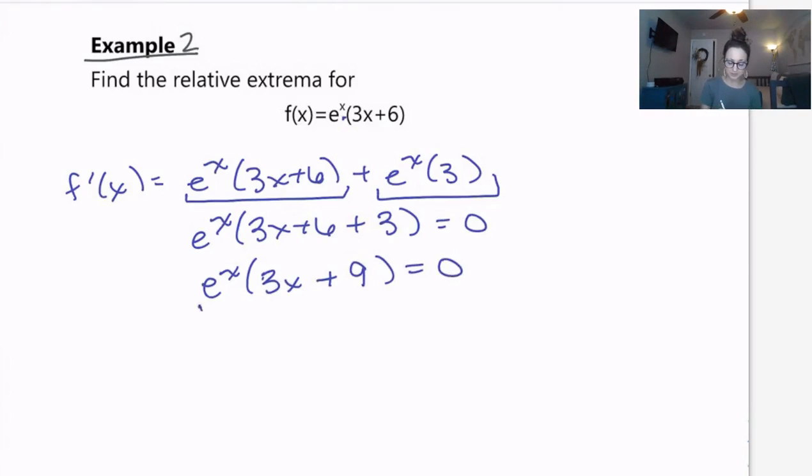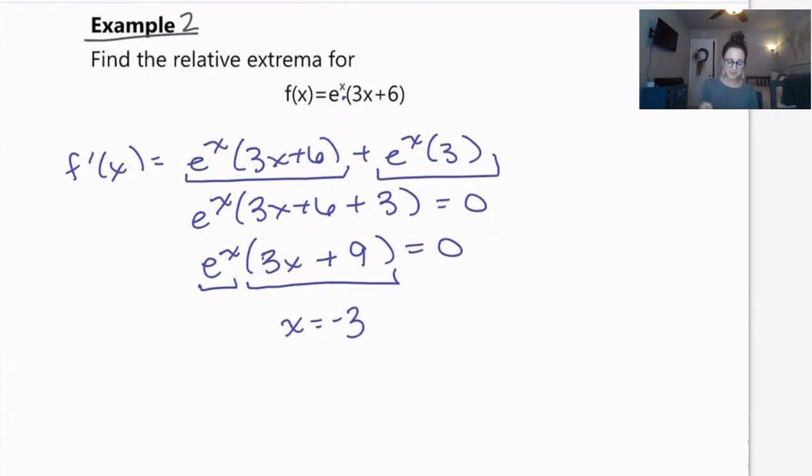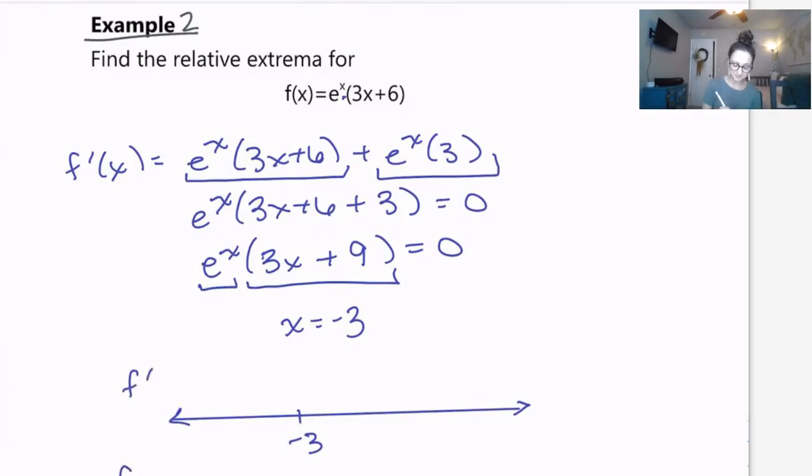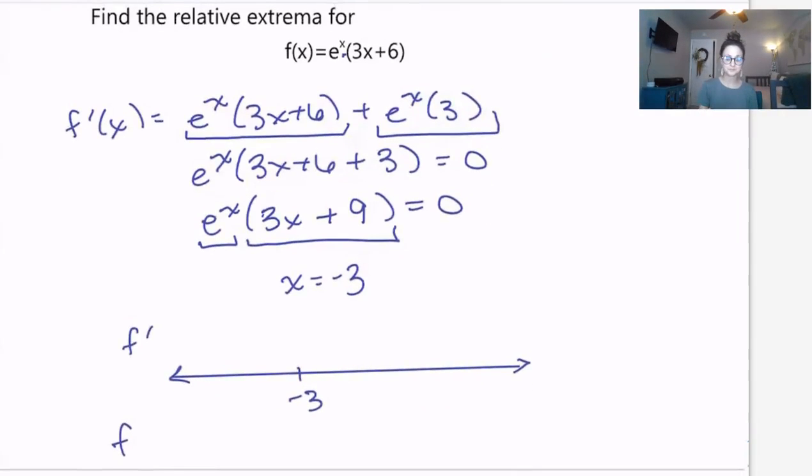We've got two factors. We've got e to the x. Can e to the x ever be 0? It cannot, okay? It's always positive. So that is not going to create any critical points for us. But what about this second factor? Will that ever be 0? Now that'll be 0 when x is negative 3, right? So let's make our number line. And we're putting only negative 3 on our number line. On the top of our number line, we're labeling it which derivative? F prime. So f on the bottom.